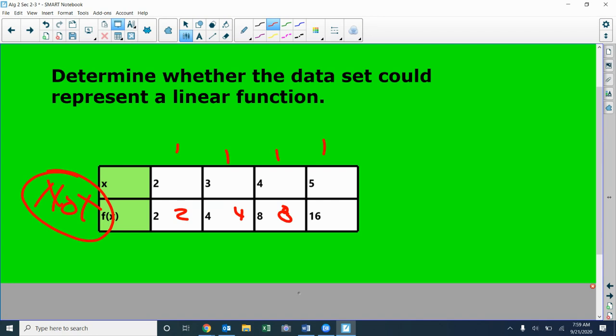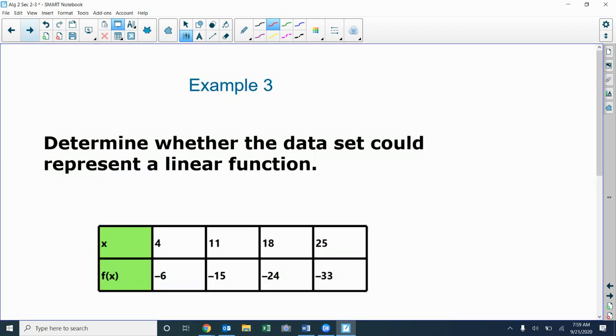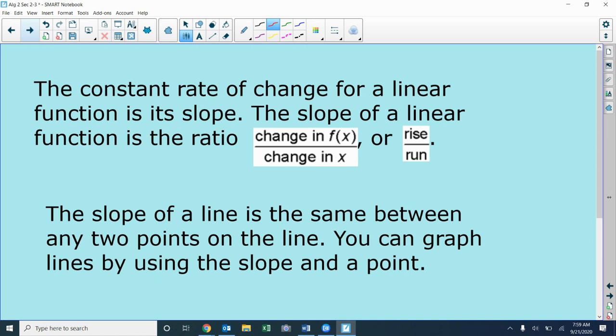How are we feeling there? Everybody okay with that skill? Awesome. I think we're good. All right, here you go.